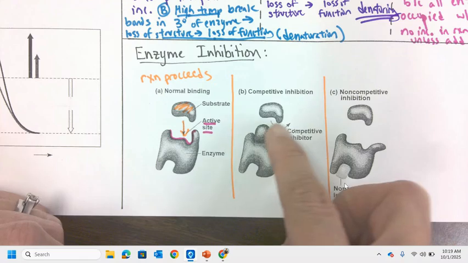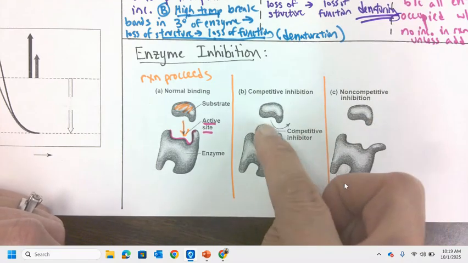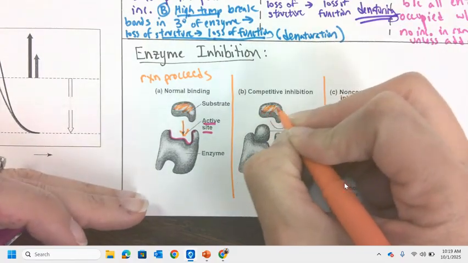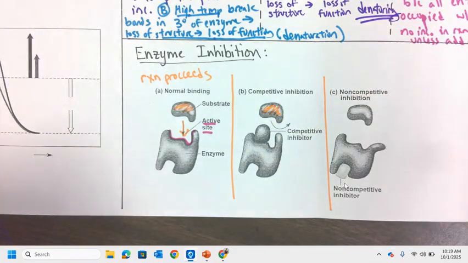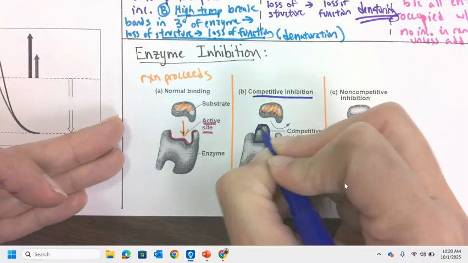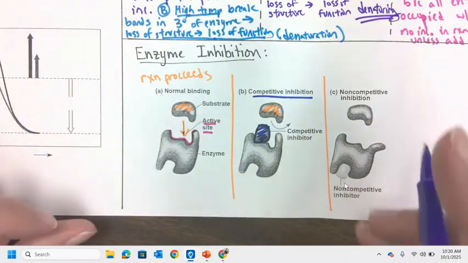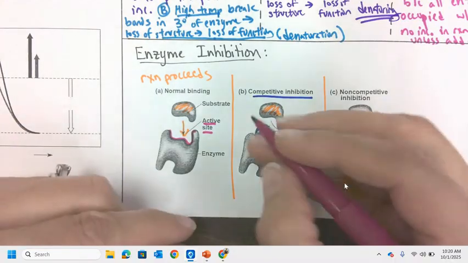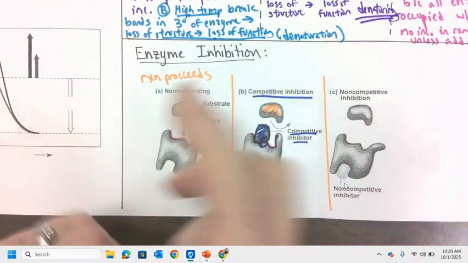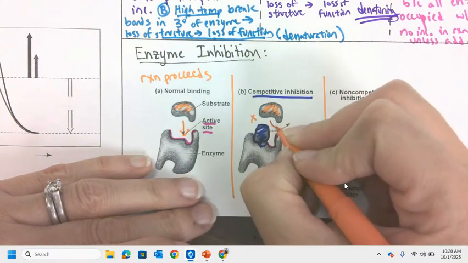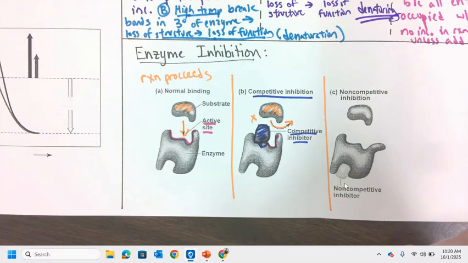Okay. Sometimes, however, there can be a molecule that has a similar shape, or at least part of the shape is similar to the shape of the substrate, and it competes with the substrate for the active site. So here's the substrate, and here is what's known as a competitive inhibitor. And this competitive inhibitor has a shape that's similar enough to the substrate, at least from one angle, that the competitive inhibitor binds to the active site on the enzyme, and that blocks the substrate from binding. So the substrate cannot bind, okay? And that's going to slow the reaction rate.